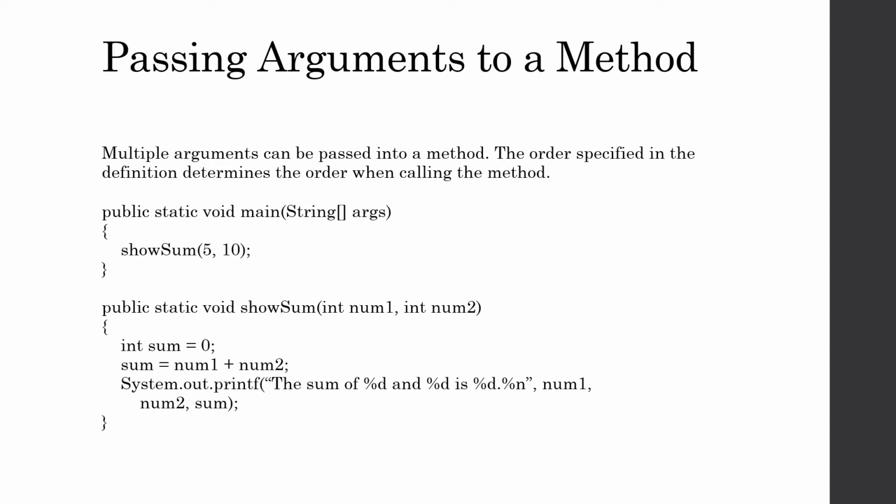And in order to do that, that means we need to pass both of those numbers into this showSum method. So we can see that we've got two arguments, 5 and then a comma separation and then 10. So those are the two arguments. And then in the showSum method, we've still got our public static void and then showSum. All of that's pretty standard.